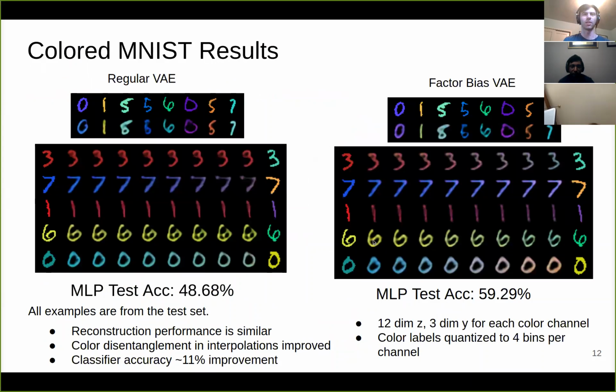So some results on colored MNIST, we can essentially see that using a regular VAE, the interpolations aren't able to capture color very well. Whereas with the factor bias VAE, color is interpreted much better, and we see a much higher test accuracy on the dataset versus the regular VAE. This essentially means that we're partially learning to disentangle the information about color from the information about the shape of the digit in our latent representation.